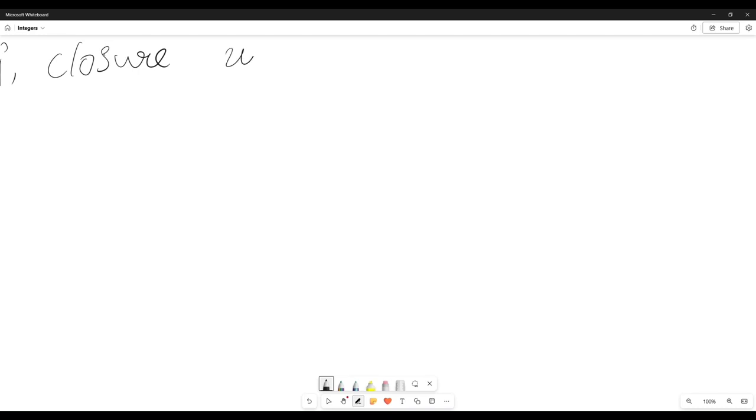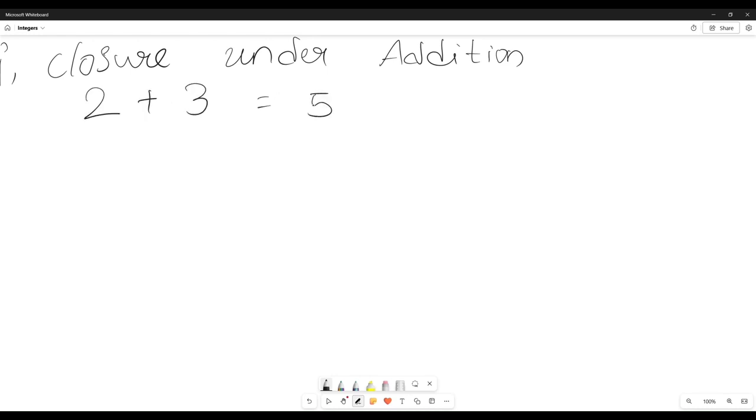closure under addition. It is nothing but addition. When we add two whole numbers like 2 plus 3, we get the whole number. But in integers, we have negative integers and positive integers. How do we add both negative and positive?